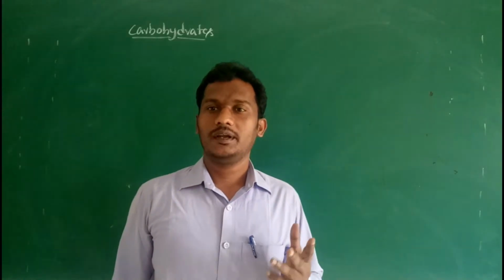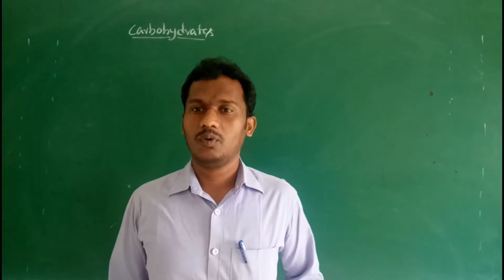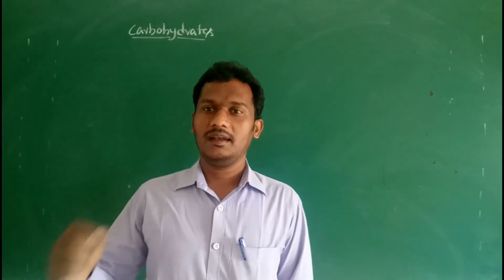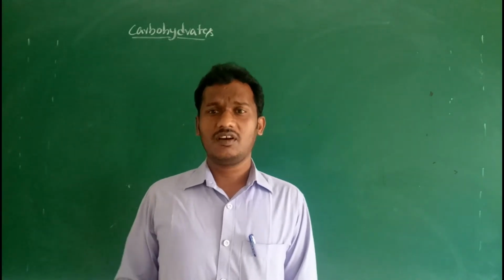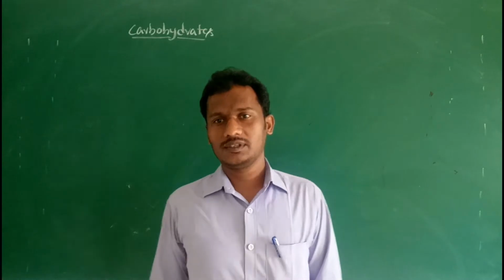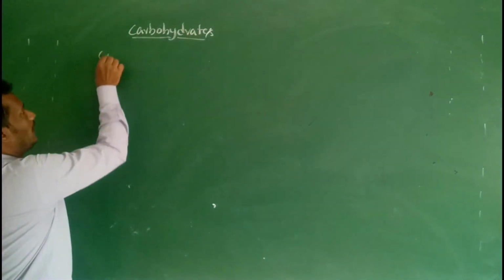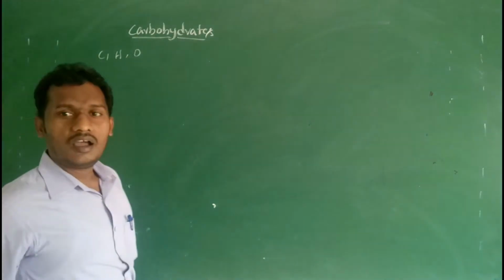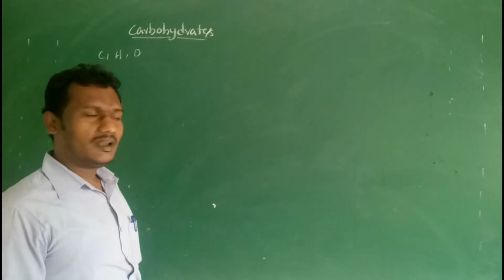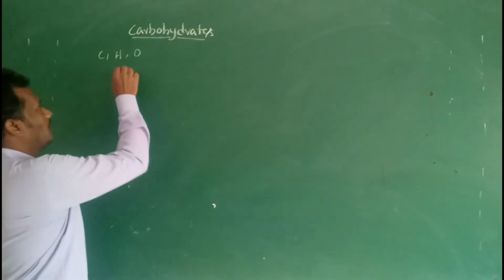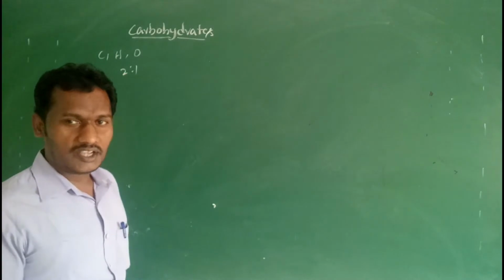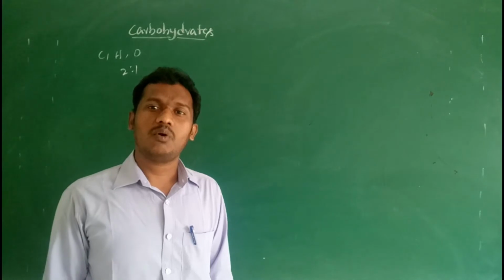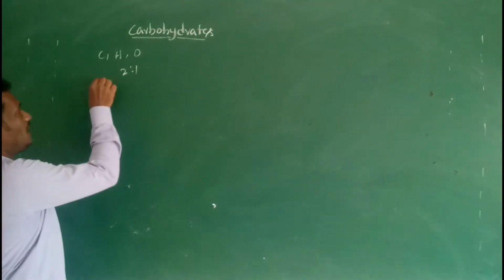So today I am going to explain the topic of carbohydrates. Carbohydrates are widely distributed compounds in plants and animals. They contain carbon, hydrogen and oxygen. The ratio of hydrogen and oxygen is similar to that of water, that means a 2:1 ratio. Technically, carbohydrates are known as polyhydroxy aldehydes and ketones.